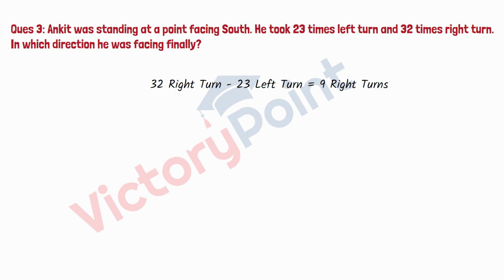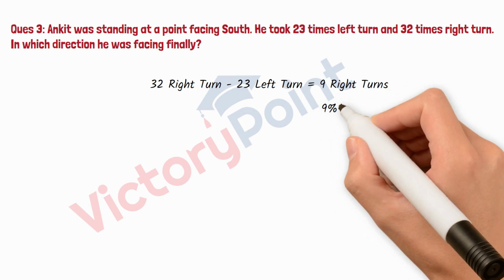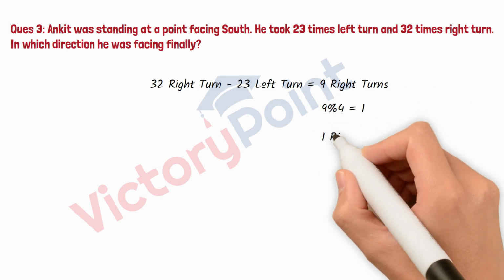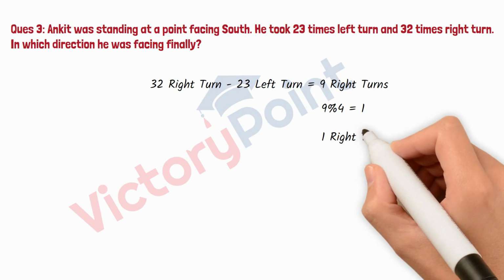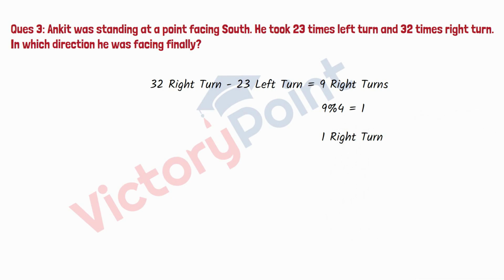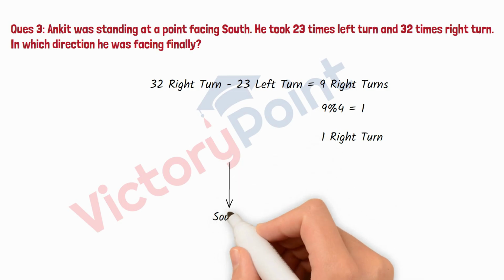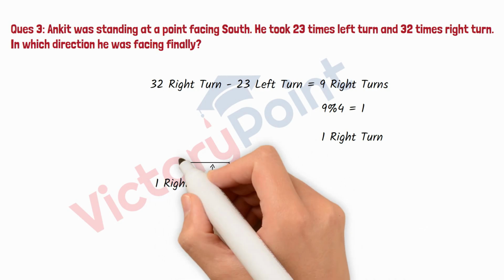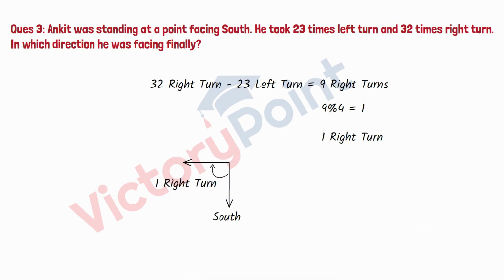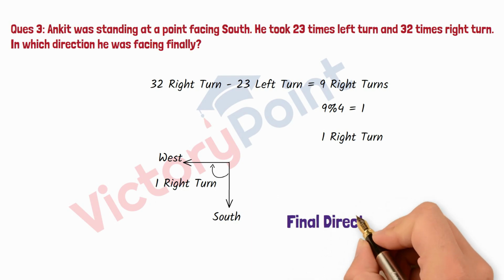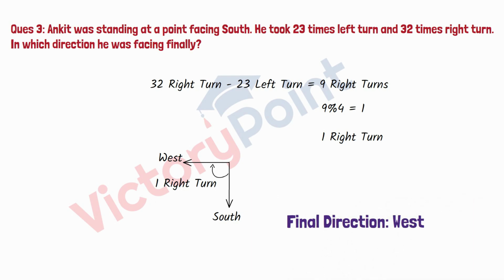Now we know that after every 4 turns we will come to the same direction. Let's take the modulo of 9 by 4 to get the remainder. So we have 1 as remainder. The rest of the turns are divisible by 4. So initially Ankit is facing south, and from that direction he takes one right turn. So finally he will be facing west. So the answer will be west here. Let's see the next question.